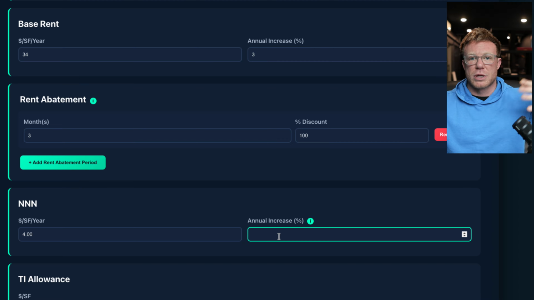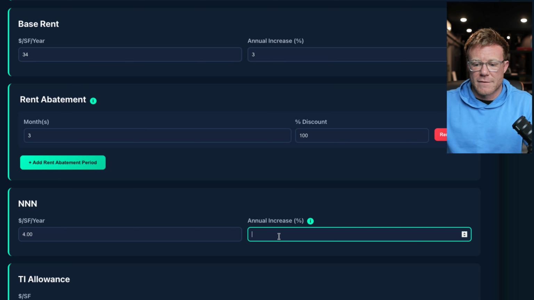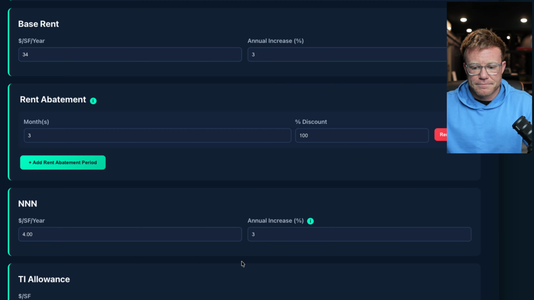It all depends because we don't know what the property taxes, the cost for building insurance, and the common area maintenance is going to do year to year. But we're just going to go ahead for the sake of being conservative, put in 3%.